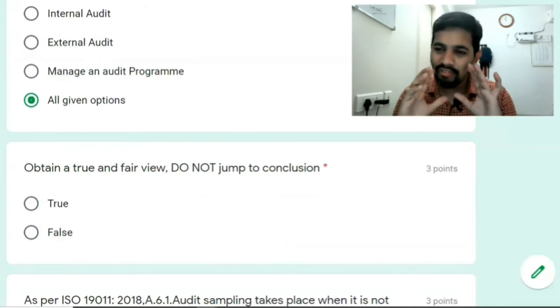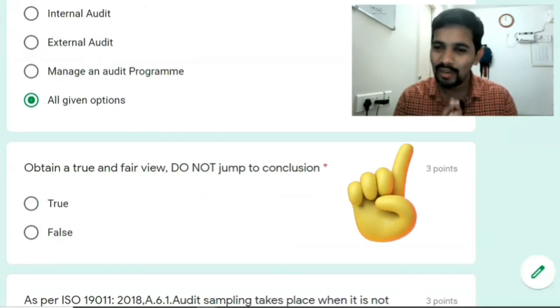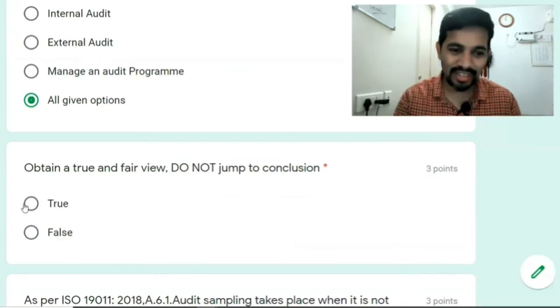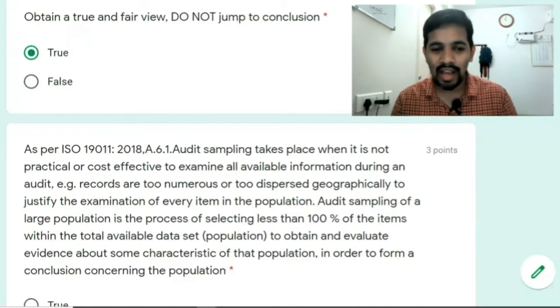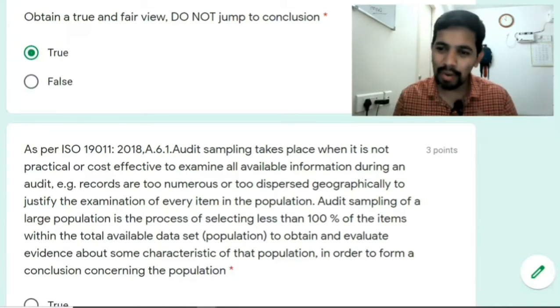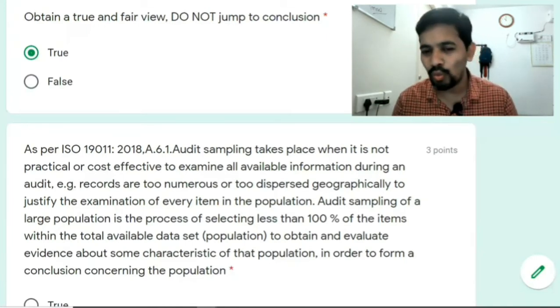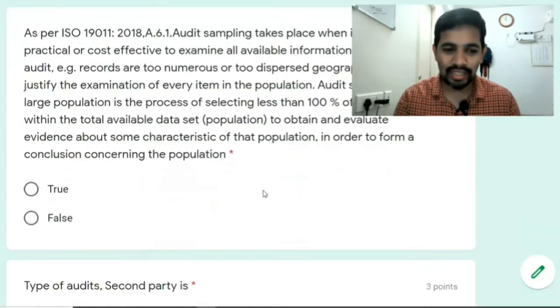Obtain a true and fair view. Do not jump to conclusion. True or false? True, obvious, right? Let's go to the next one, a longer one. As per ISO 19011, 8.6.1, that's what I talked about: audit sampling takes place when it is not practical or cost effective to examine everything. I think I have already explained this one. Where 100% is not practically possible, that's where you go for audit sampling itself, right? So that's true.